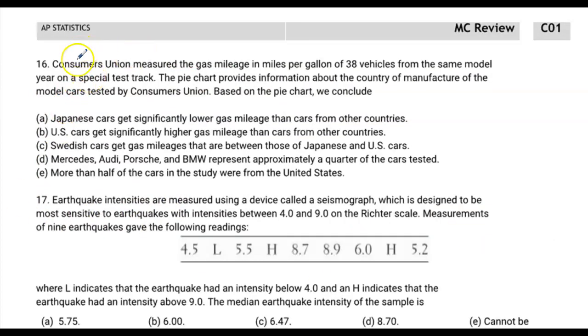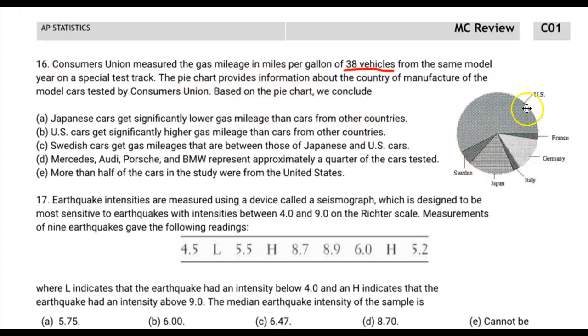Moving on to the next page, we're talking about gas mileage in miles per gallon of 38 different vehicles. That information should be in the pie chart, but it's not here. Let me paste it in right now. All right, here's the pie chart, and I think we can all agree it looks pretty disgusting. 38 vehicles from the same model year on a special test track.